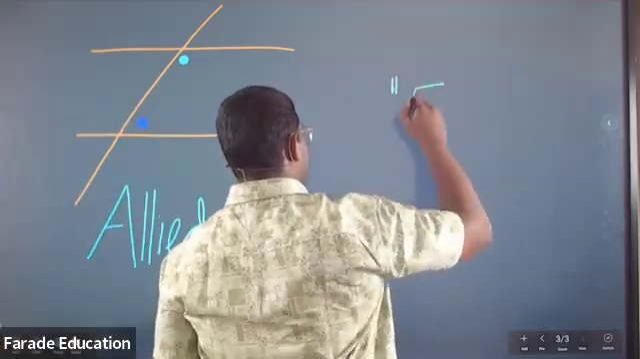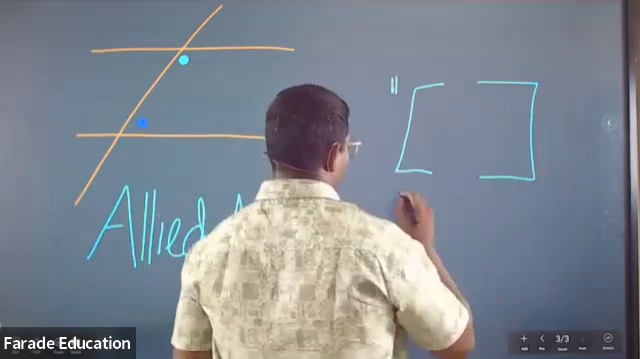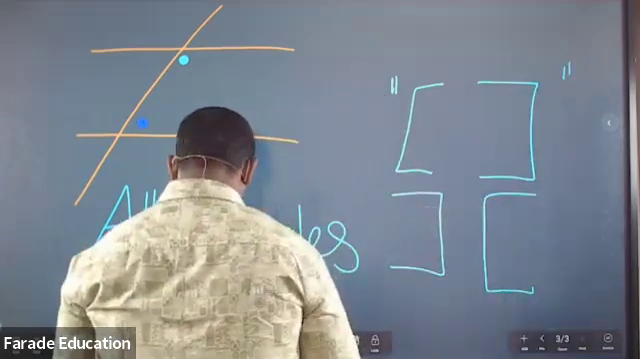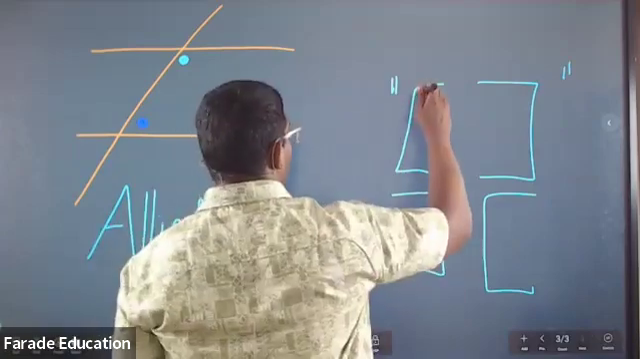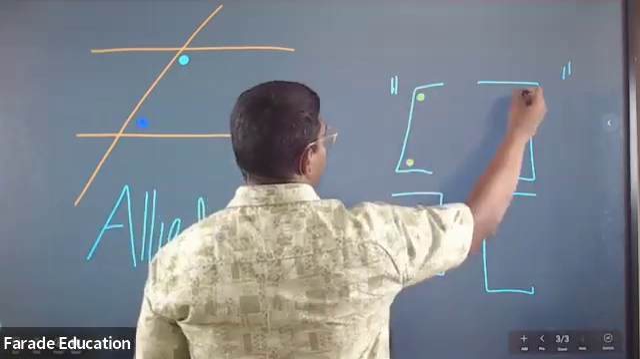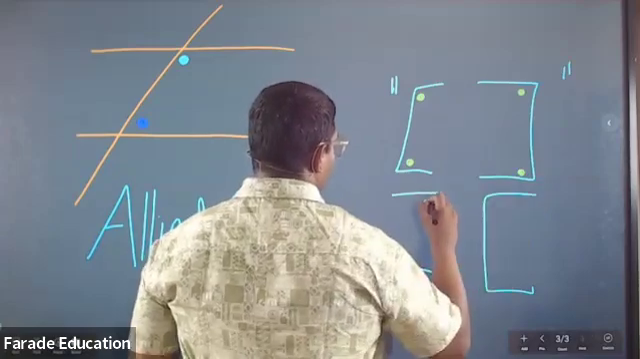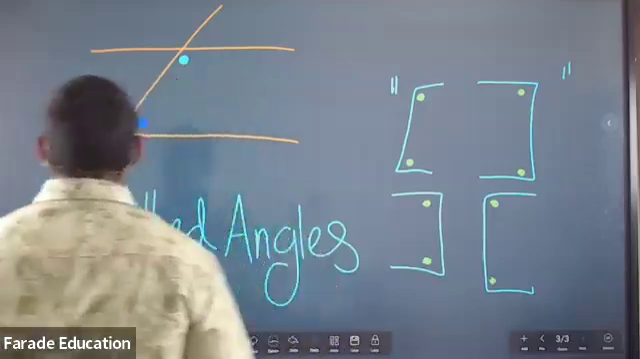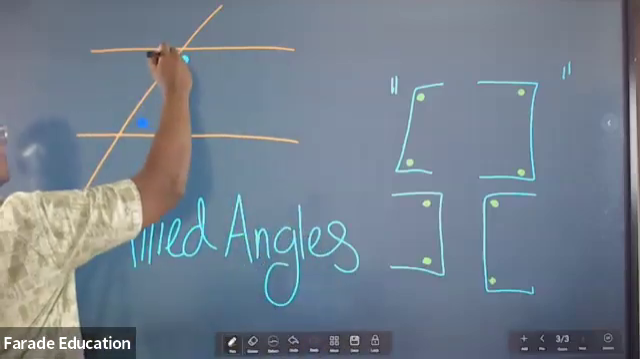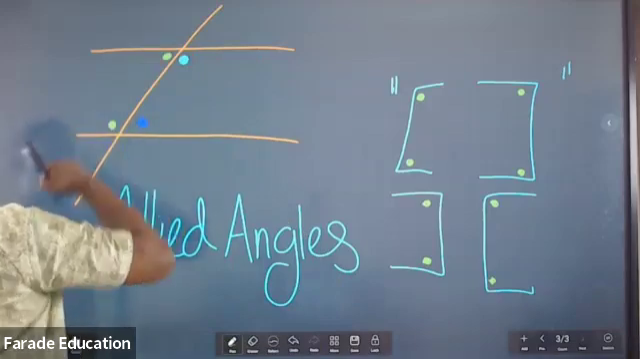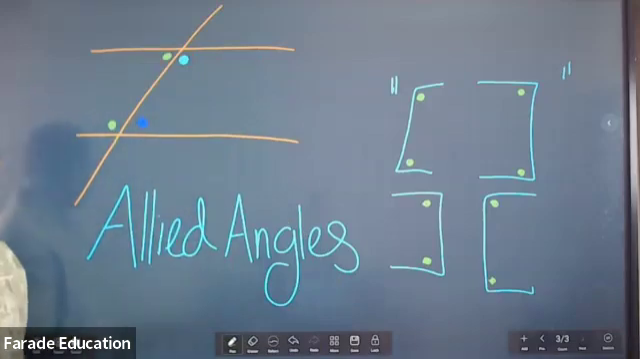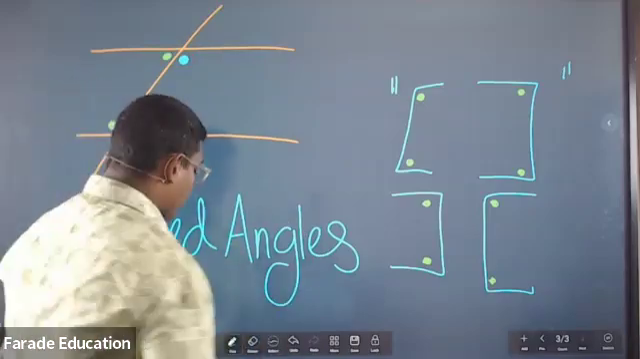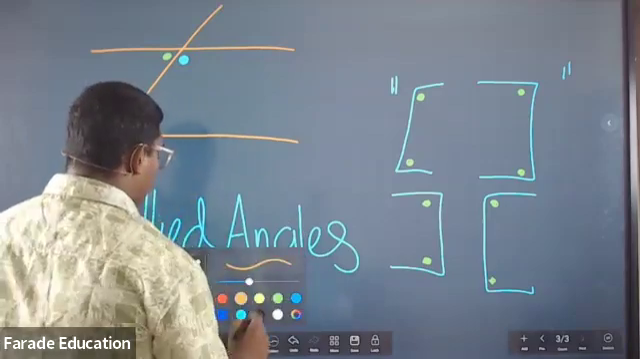These are in the shape of a C. Any shape that you like. Here also the two angles we are considering are here and here, here and here. Clear? Apart from this, this and this are also allied angles. Sorry, my bad, I keep saying alternate angles instead of allied angles. I'm sorry. So here also it is the same.